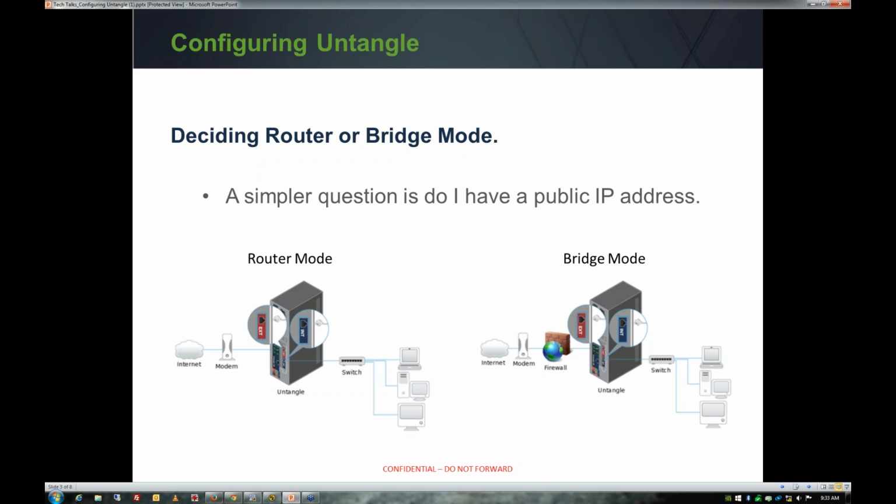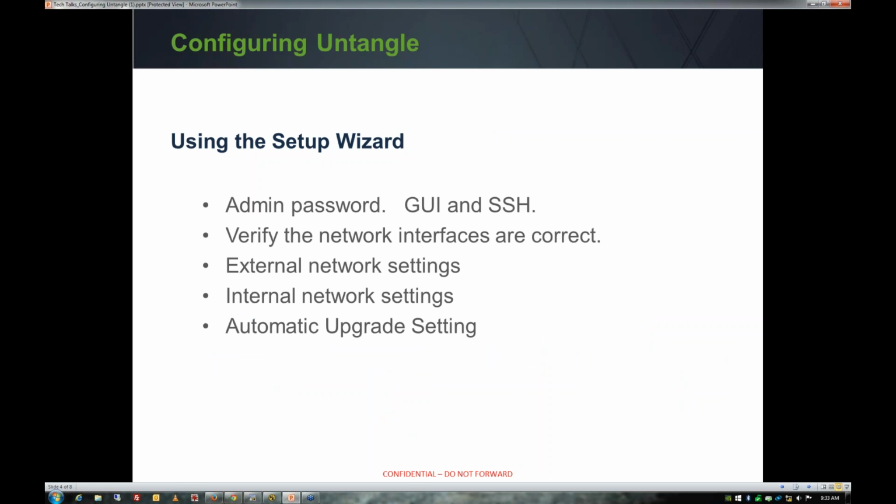As you can see right here, Untangle is really an inline device, so it needs to be in line with the traffic streaming out to the internet. It's not designed to be a proxy where it will redirect traffic. And let's see. So the first thing I'm going to go through is just the setup wizard.